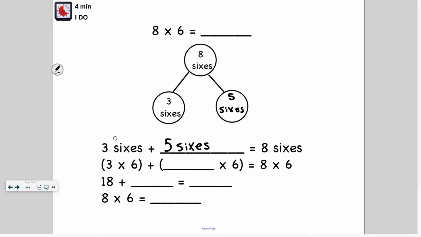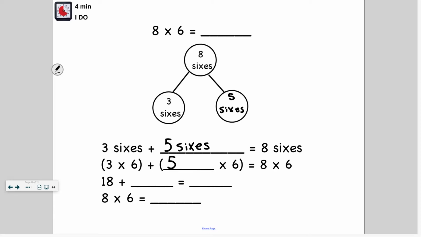So now they've rewritten 3 sixes as an expression. 3 sixes is the same as 3 times 6. So that means that 5 sixes must be the same as 5 times 6. And if I add them together, I should get the product for 8 times 6. So let's go ahead and solve.